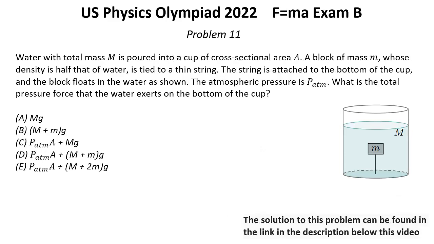Problem number 11. Water with a total mass big M is poured into a cup of cross-sectional area A. A block of mass small m, whose density is half that of water, is tied to a thin string. The string is attached to the bottom of the cup, and the block floats in the water as shown. The atmospheric pressure is P atmosphere. What is the total pressure force that the water exerts on the bottom of the cup?